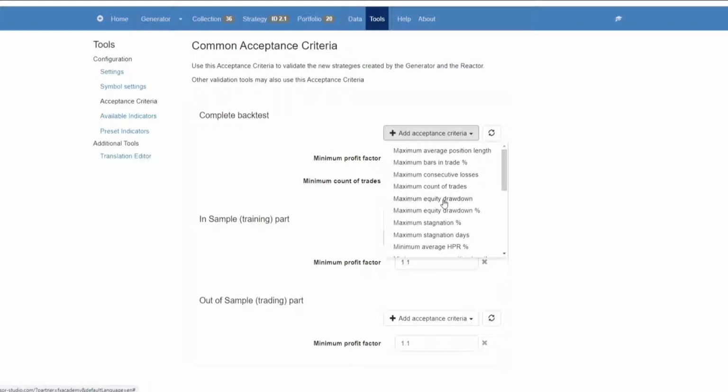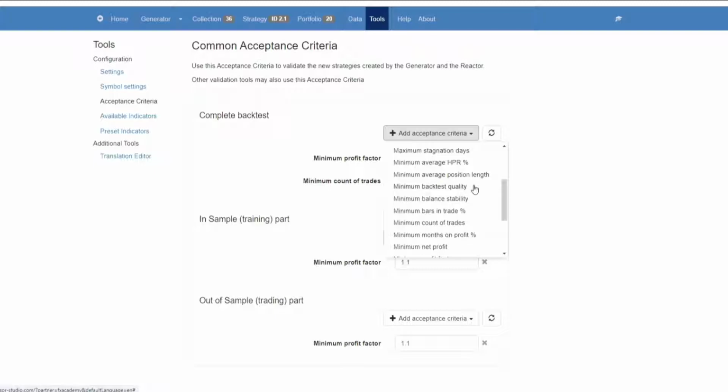Then we have maximum equity drawdown, and this term represents the biggest accumulative drop in your equity curve. Then we have max equity drawdown in percent, and here you set a particular value below which the equity of your account cannot drop. Then we have max stagnation percent. This is where you would put the time percentage which you allow the strategy to run without any profits. Then we have maximum stagnation days, and here you decide how many days your strategy can run without any profits. Then we have minimum average HPR percent. This is the value of the holding period return in percent. Then we have minimum average position length. This would be the average length of a position represented in bars.